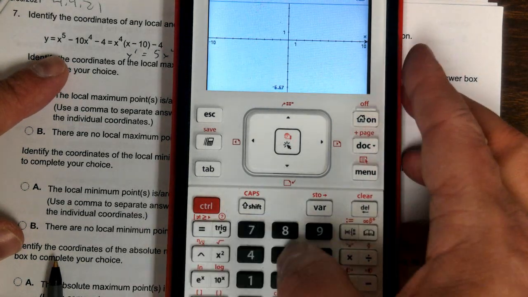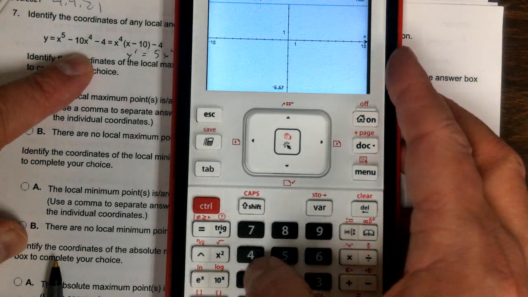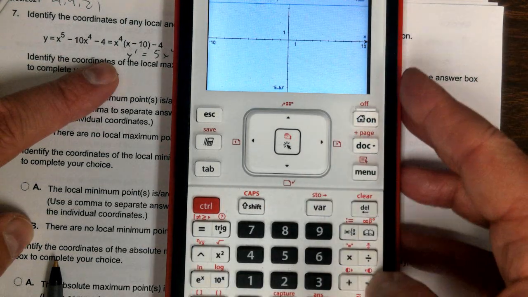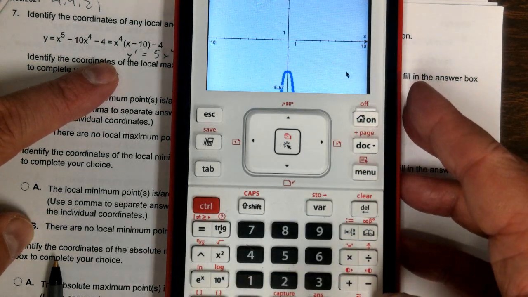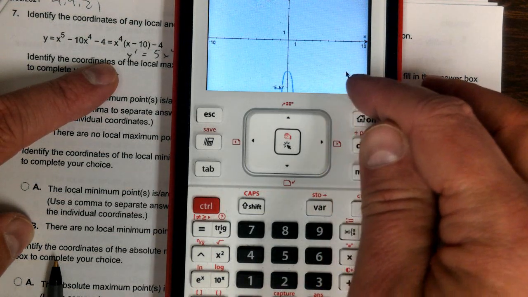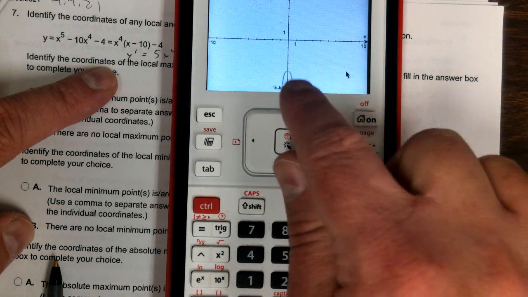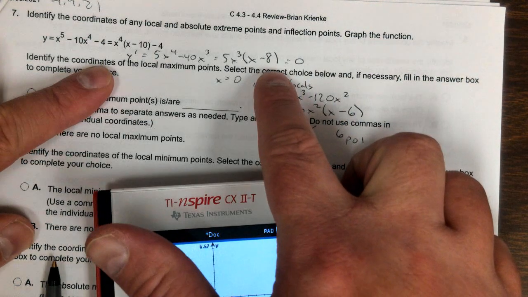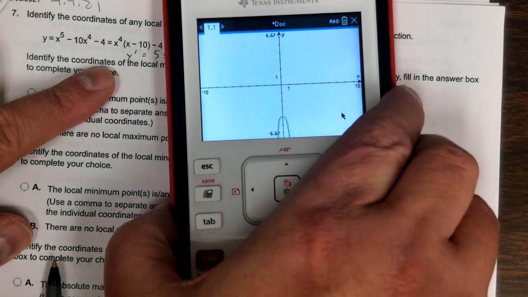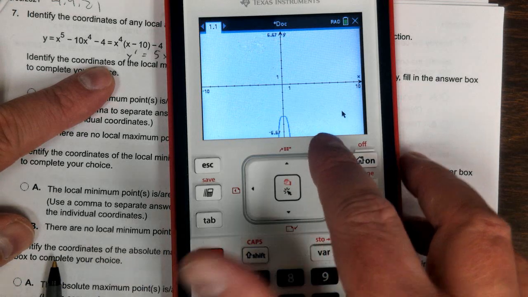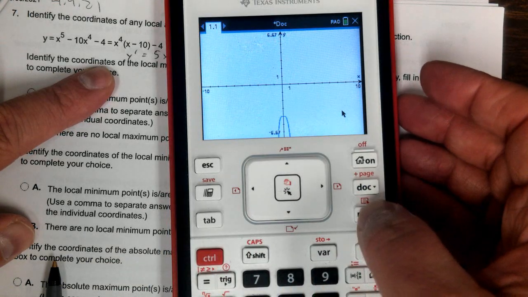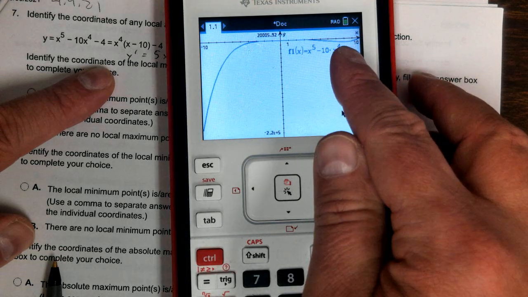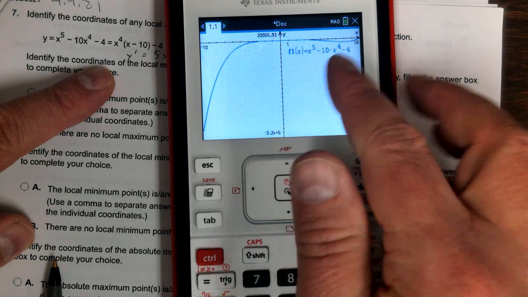X^5 minus 10x^4 minus 4. Okay, so it's just showing me a little bit. See, this is what I was saying. We know something should happen at 8. And so what we don't know is how low it goes. So I'm going to do menu for A, and well, now that's a little weird.